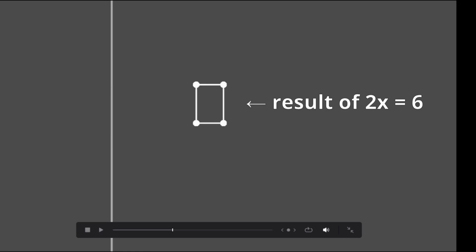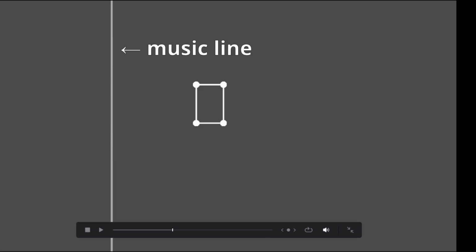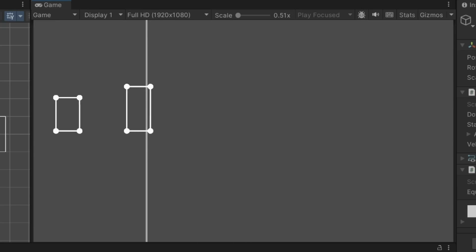If we take the figures produced by these equations and similarly place notes at their corners, then we can create more music by passing the figures through a line which plays the notes. And here it is with 2 separate equations.